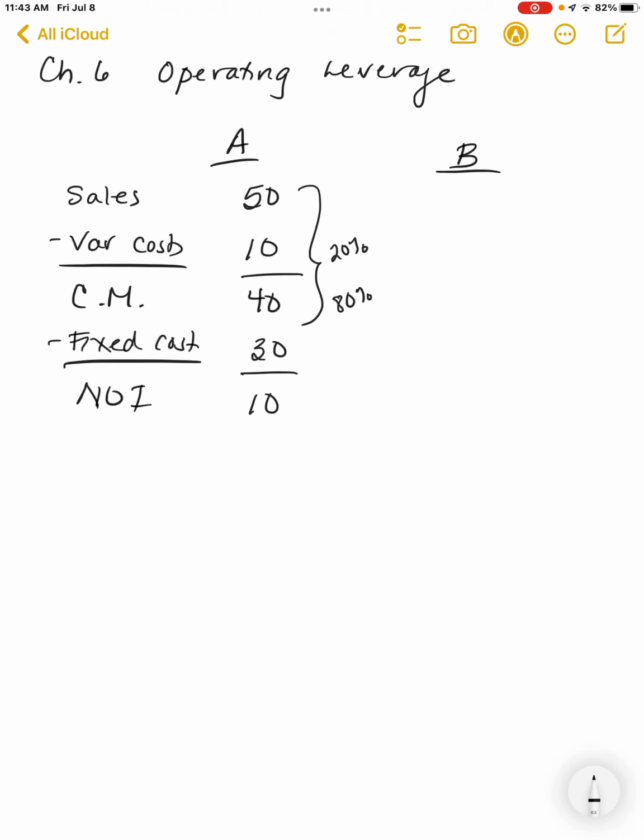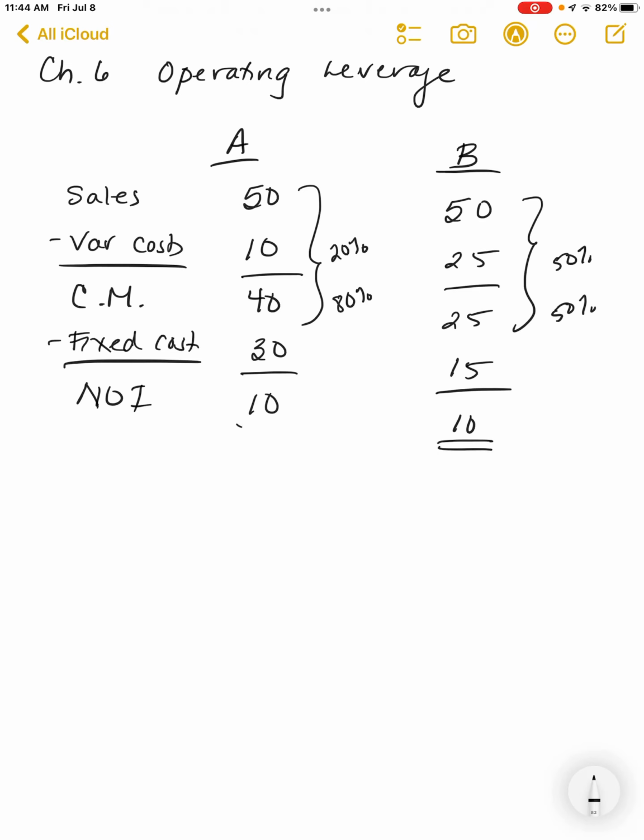Let's compare that to Company B, and we're going to say Company B has the same amount of sales, but their cost structure is different. So they're going to have 25 in variable costs, leaving 25 in contribution margin. So their variable costs are 50% of their sales. Out of every dollar in sales, 50 cents goes to pay their variable costs, and 50 cents goes towards contribution margin. And then to keep things even, we're going to say their fixed costs are 15 so that they also have a net income of 10.